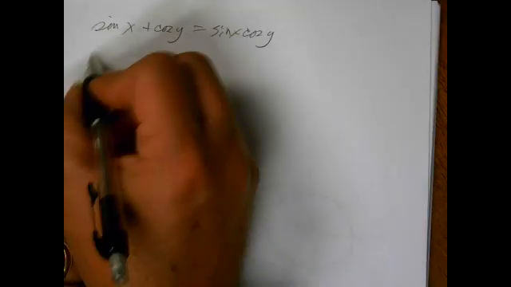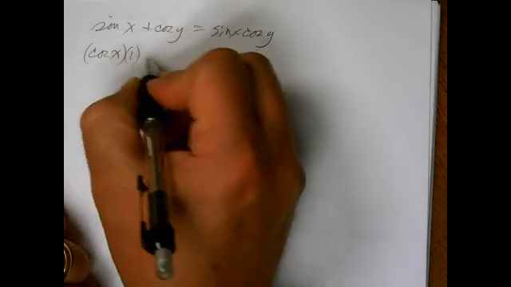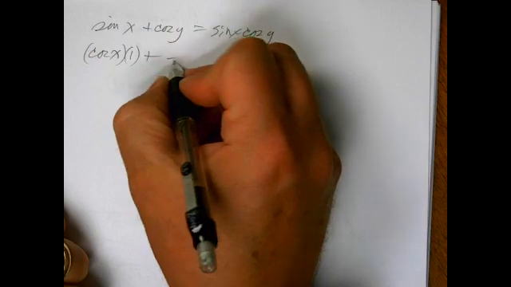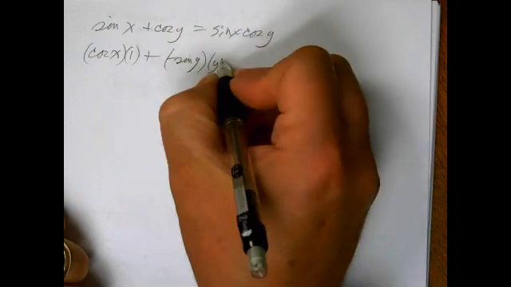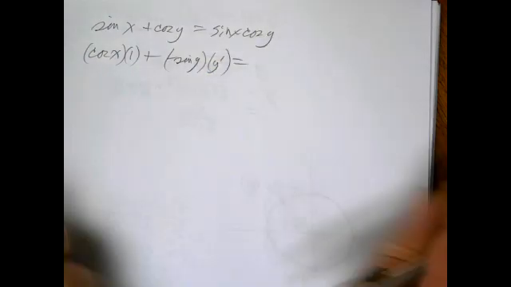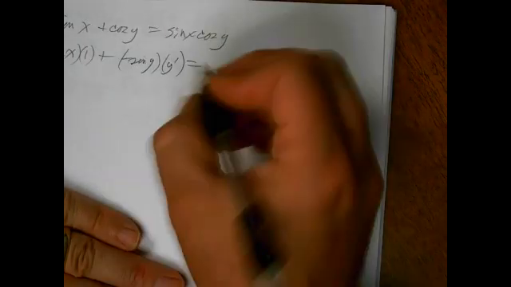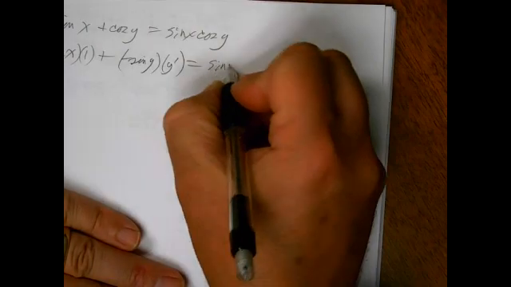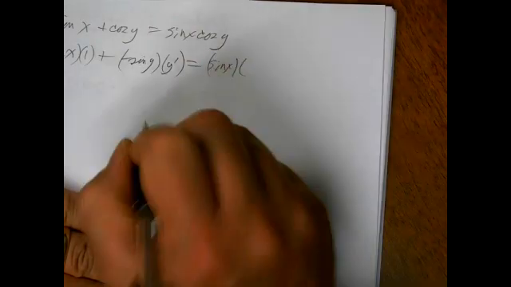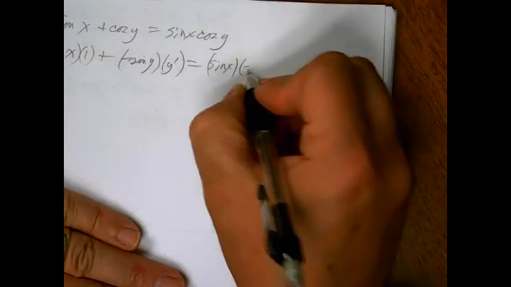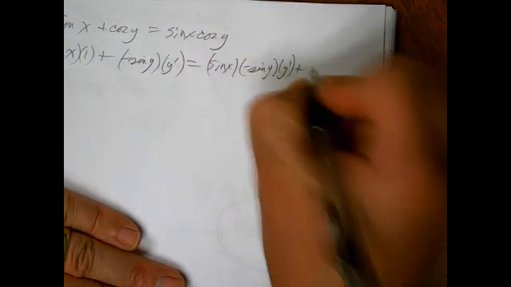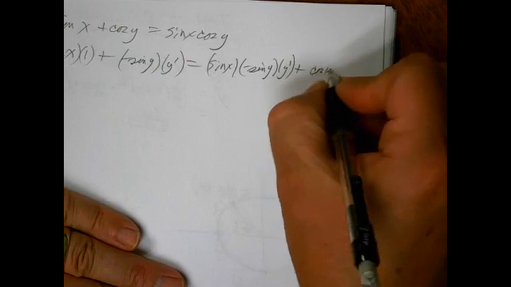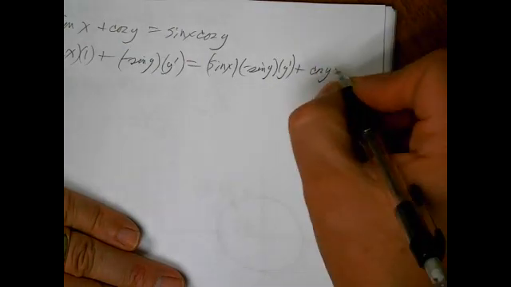Derivative of sine is cosine. Derivative of x is 1. Derivative of cosine is negative sine. Derivative of y is not 1. It's y prime. Over here on this side, a product rule. First, and then derivative of the second. Plus the second times derivative of the first.